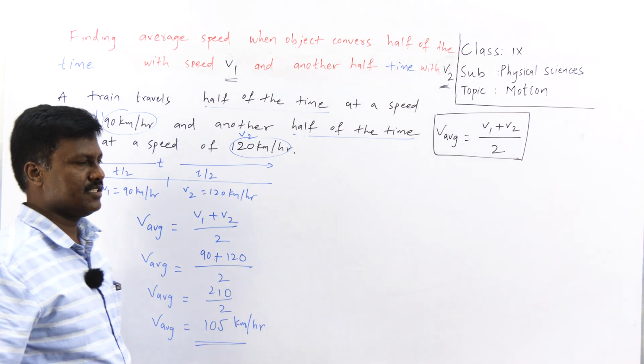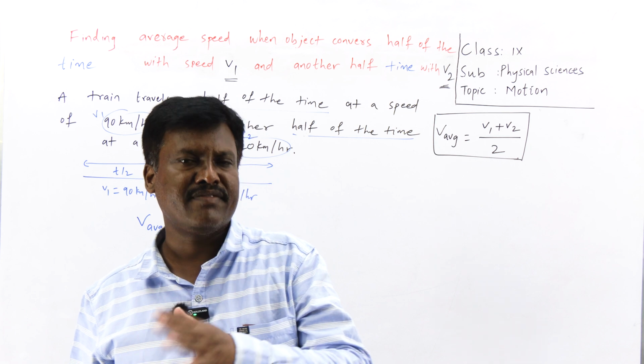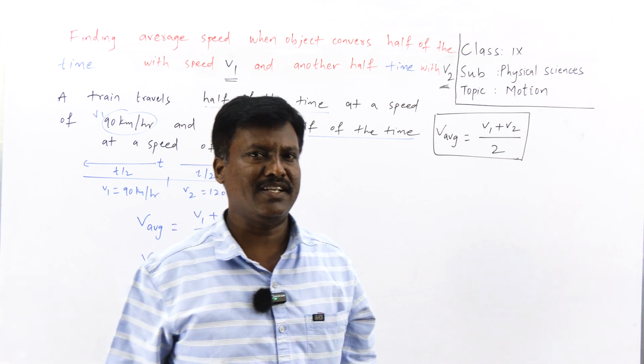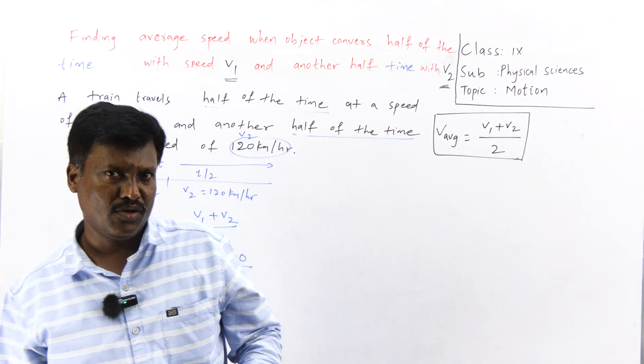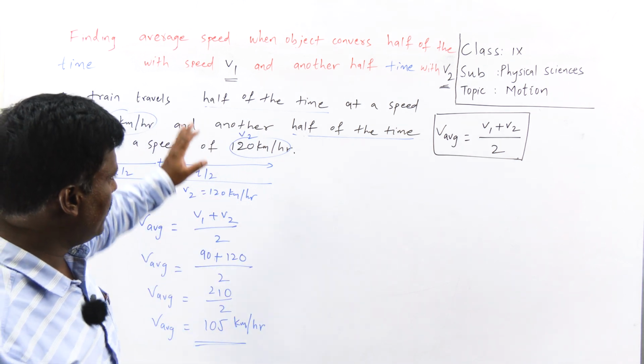So this formula we use when an object covers half time with one speed, half time with another speed. I hope you understand the condition. We will do other numericals also based on this formula. Please note.